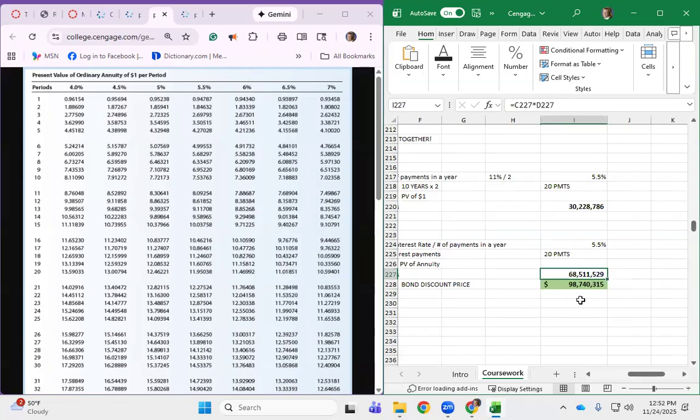So this is the present value of the face of that bond. There's the present value of all those annuity payments. And when you add it together, that's how you get the bond price. Okay, so I'm going to put this in.